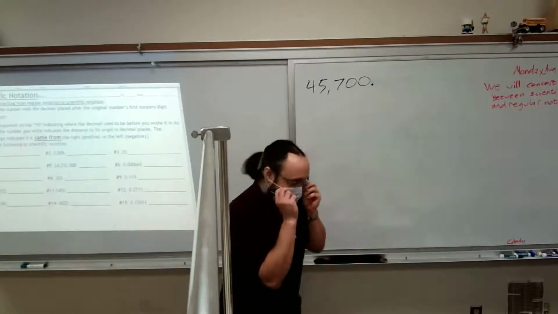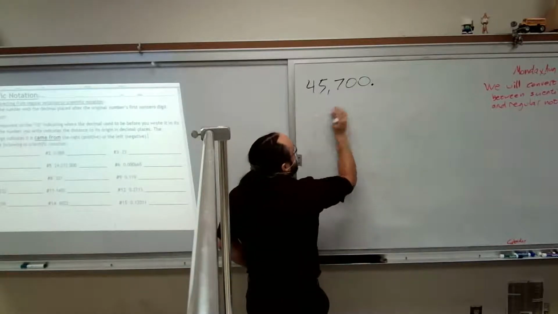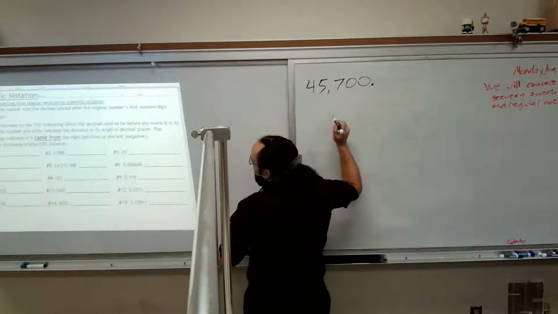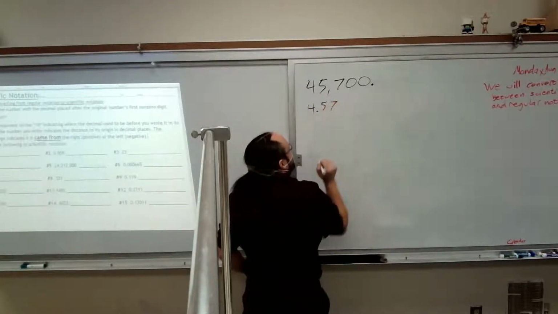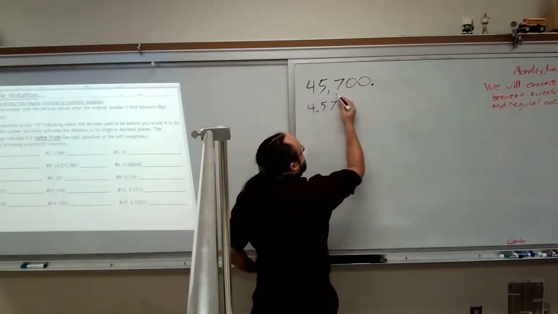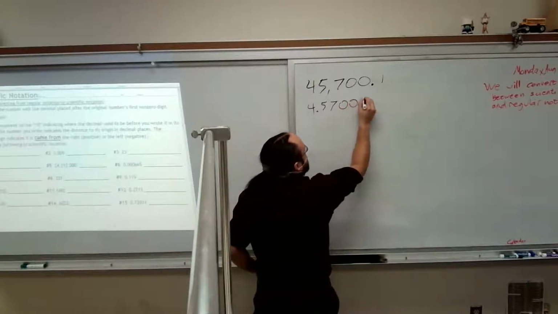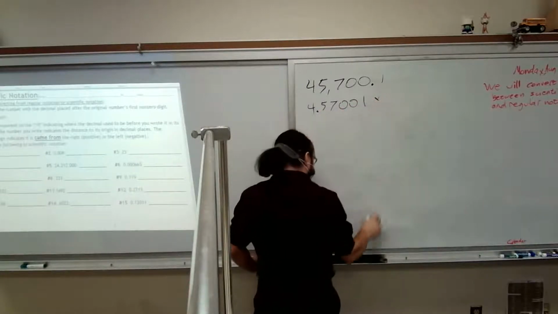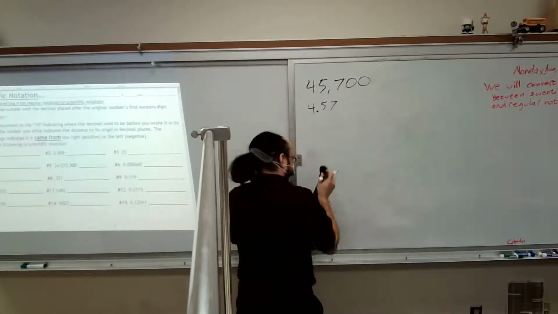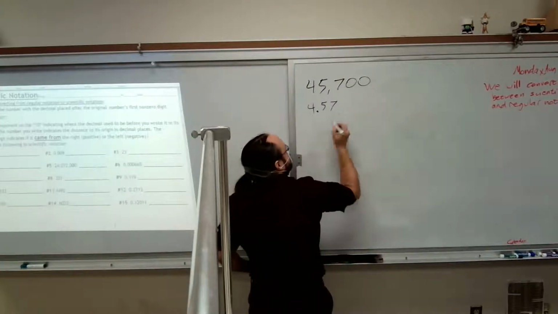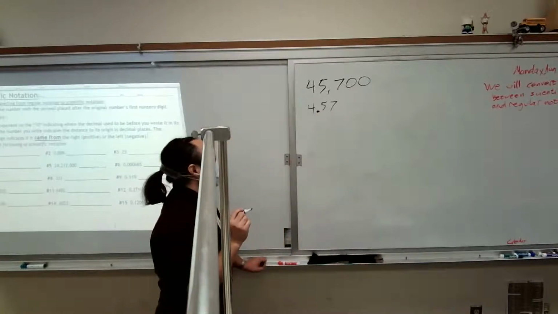I gotta fix this. In this case, that'd be after the 4. If there actually is a decimal there, and in our example there's not, we put it there, so we can just say 4.57. But let's say this says 45,700.1. We'd have to say 4.57001 times 10 to the something. But let's not, because it didn't actually have that decimal there. I just put it there so we knew where it was. So 4.57, that's the first step. Put the decimal after the first non-zero number.